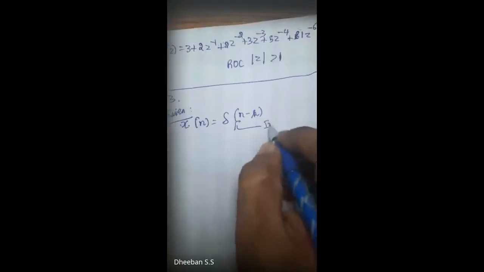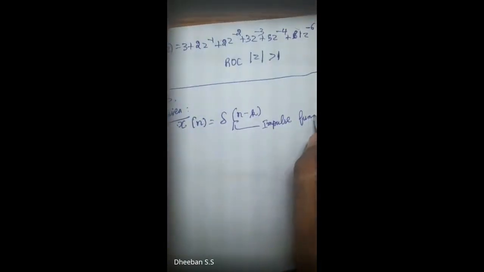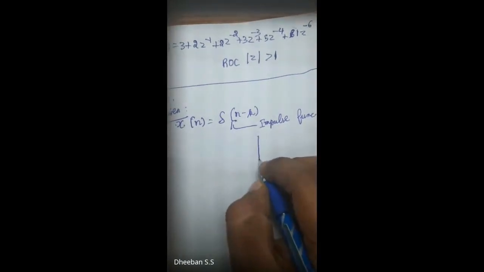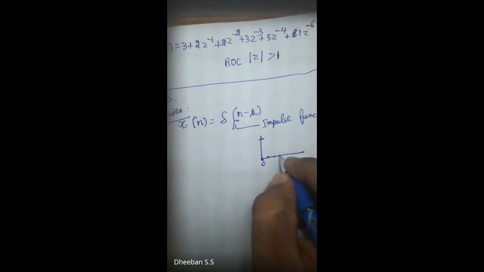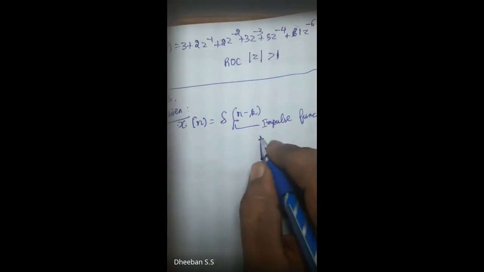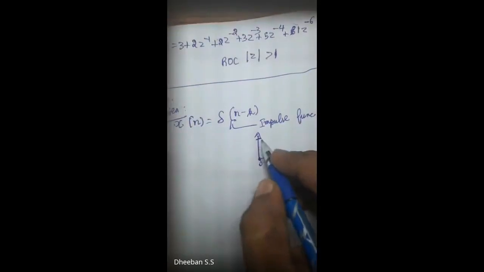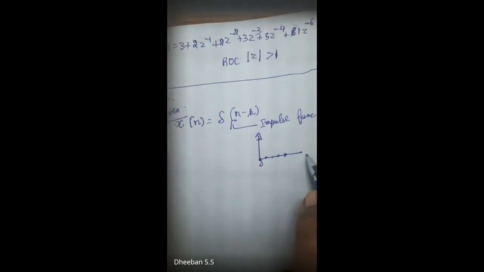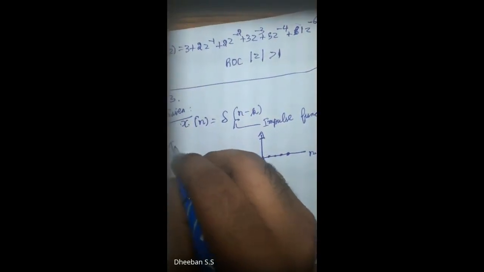You know about the impulse function. It takes a value only at 0, and at other points it takes the value of 0. In generalized format it will be like this, with respect to n. So to find the Z transform for this signal, we need to compute it.